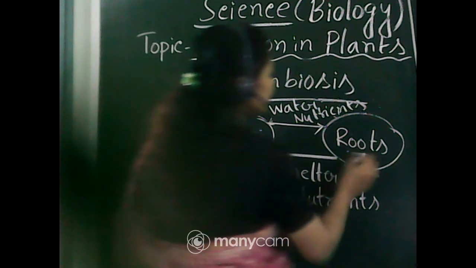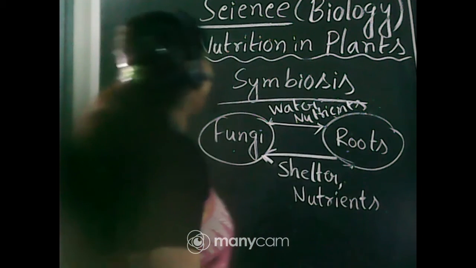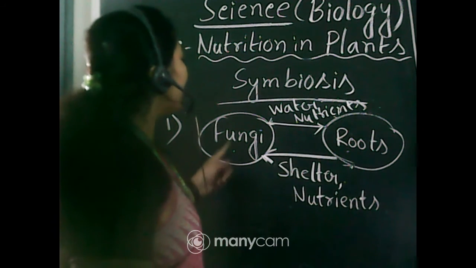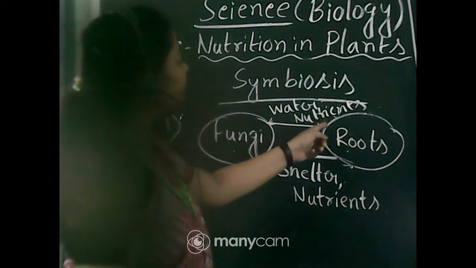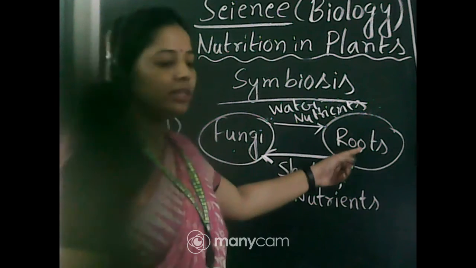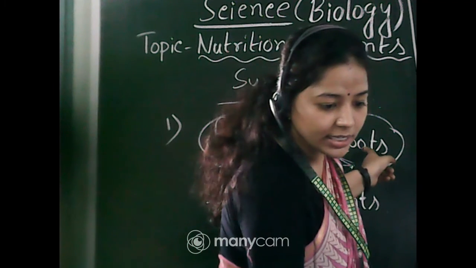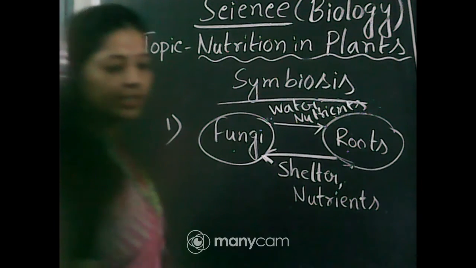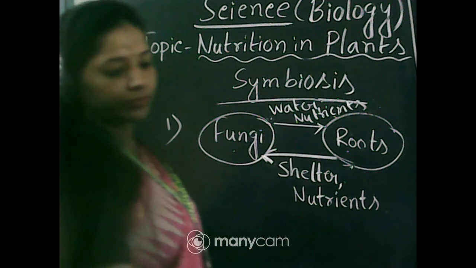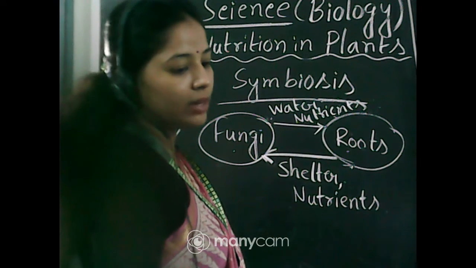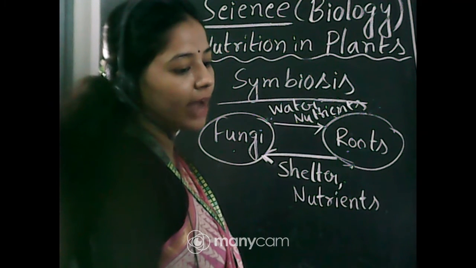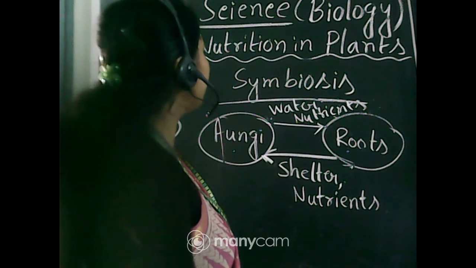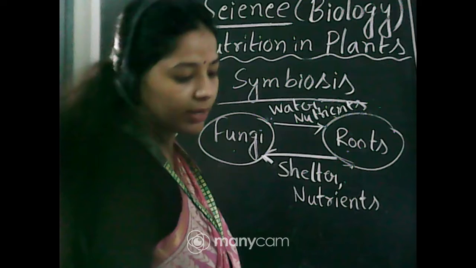Here you can write roots of plant. The roots of plants provide shelter and nutrients to the fungi, and in return fungi provide water and nutrients to the plant. Now, everyone understood this? What is this symbiotic relationship between these two organisms? I am giving you time, please write this. Such is an example of symbiotic relationship, fungi and roots of plants. Now I am going to rub this portion. Everyone please copy this first.